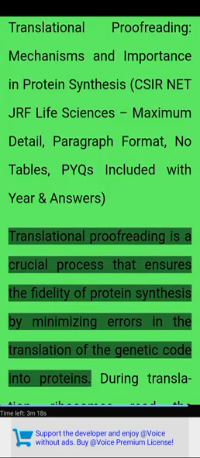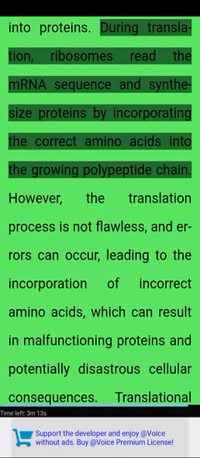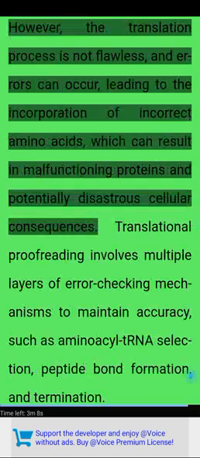Translational proofreading is a crucial process that ensures the fidelity of protein synthesis by minimizing errors in the translation of the genetic code into proteins. During translation, ribosomes read the mRNA sequence and synthesize proteins by incorporating the correct amino acids into the growing polypeptide chain. However, the translation process is not flawless, and errors can occur, leading to the incorporation of incorrect amino acids, which can result in malfunctioning proteins and potentially disastrous cellular consequences.